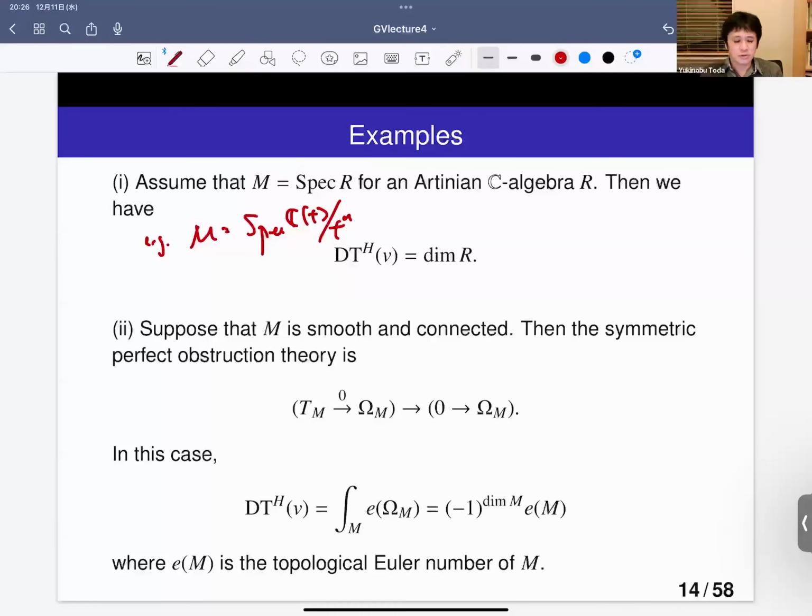So in this case, the usual fundamental class is the virtual fundamental class. And in this case, this equals just the dimension of this ring R. Because this is an Artinian algebra, this is a finite-dimensional vector space. So its dimension, in fact, gives the DT invariant.